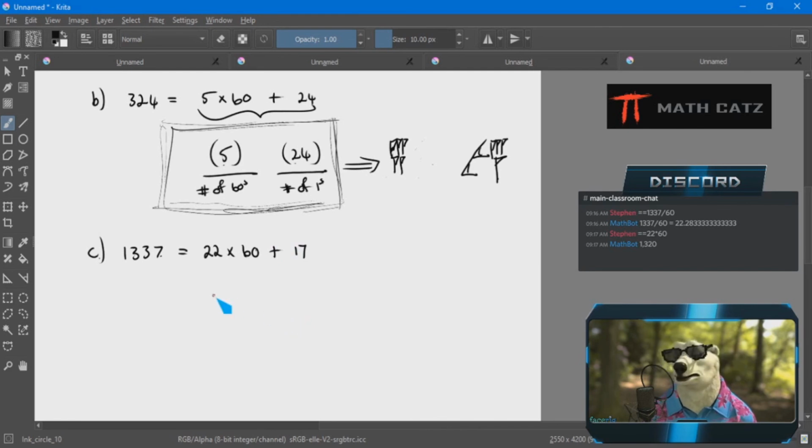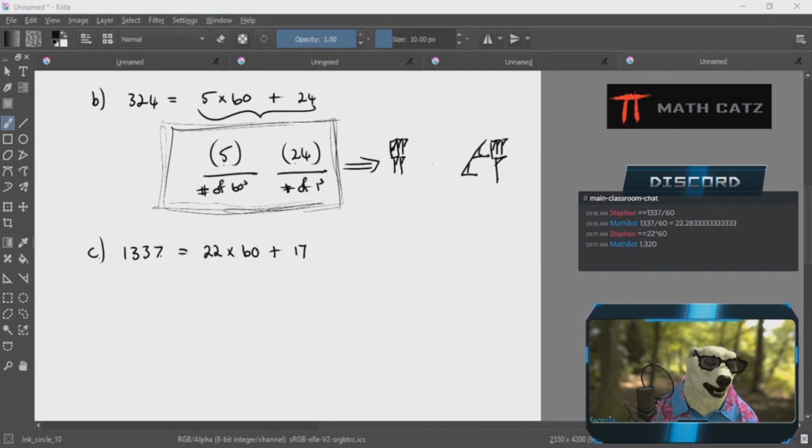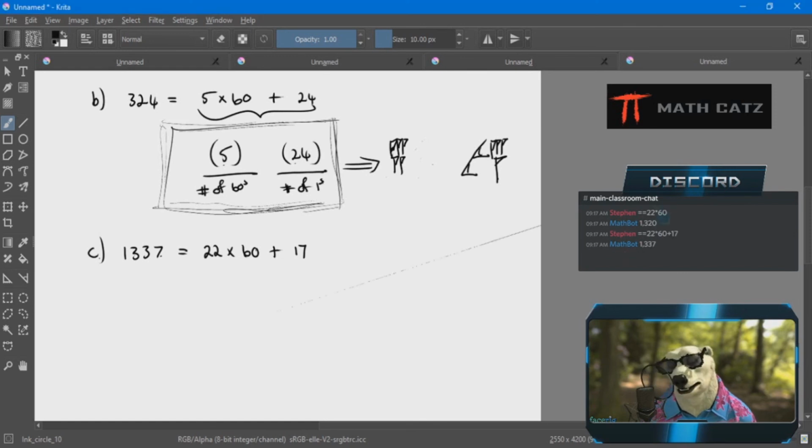Now, maybe I'm not 100% confident here. I can then go and triple check and say, okay, let's see what this calculation is, and is it 1337? So 22, oops, I need 2 equal signs. 22 times 60 plus 17. Did I do that right? Yes, I do get my original number. Okay, now I'm doubly sure.